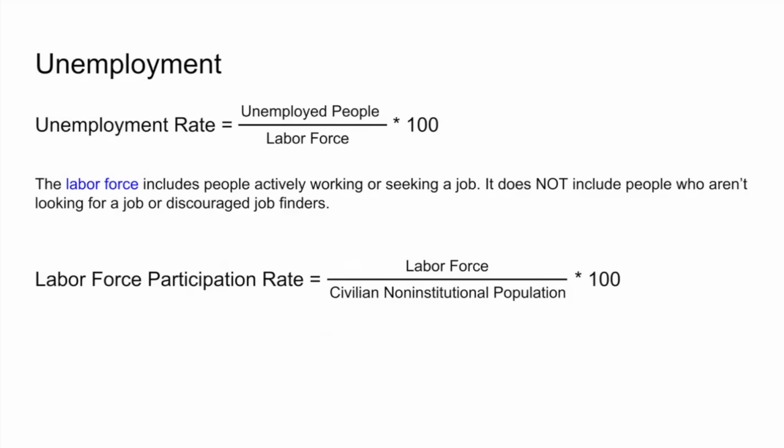And then the labor force participation rate is equal to the labor force divided by the civilian non-institutional population times 100. In the US, the civilian non-institutional population is adults who are 16 or older who are not in institutions such as prisons or nursing homes.